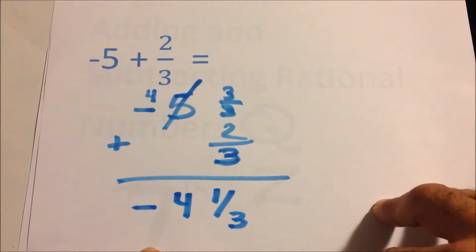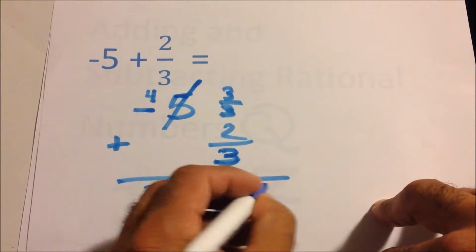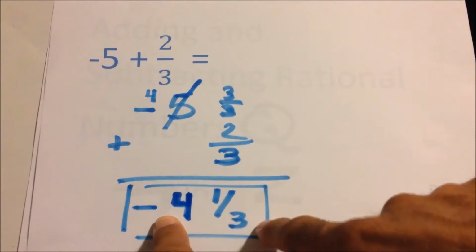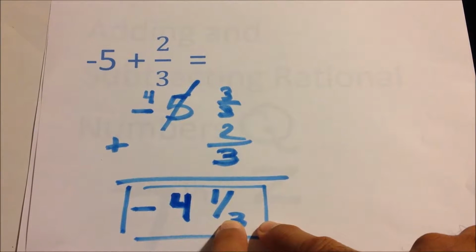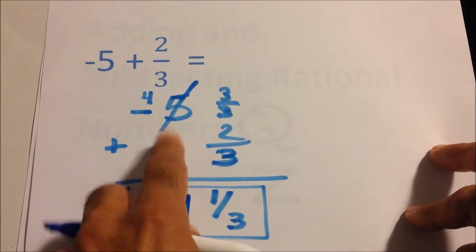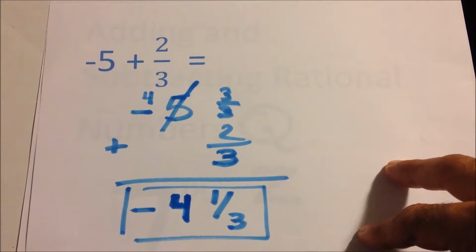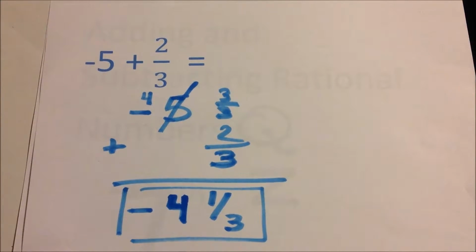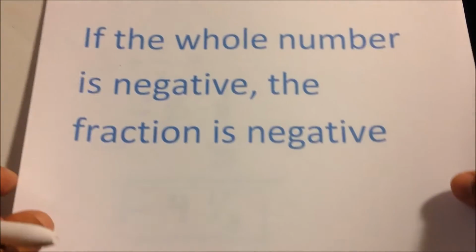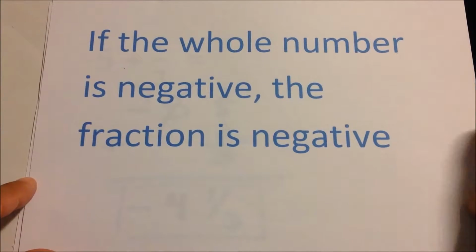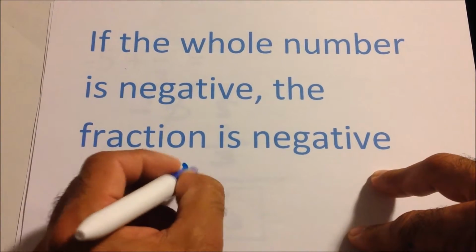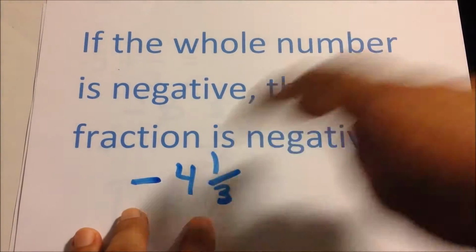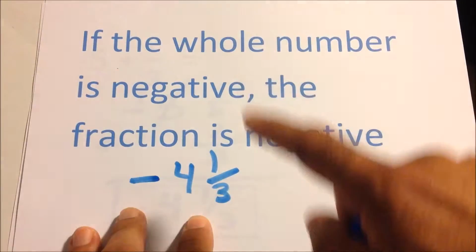Now it's very important to know, we'll do a few more examples of these, that when the whole number is negative, the fraction has to be negative also. If we just brought the 5 down, the 5 would be negative, but the 2/3 was positive, and you can never have that. So remember this rule. In a fraction, if the whole number is negative, the fraction's negative. So if you ever see a -4 and 1/3, that's negative and the fraction's negative. And vice versa: if the whole number is positive, the fraction has to be positive.